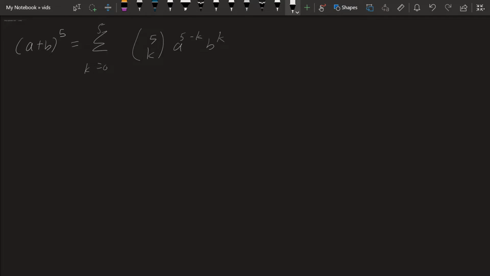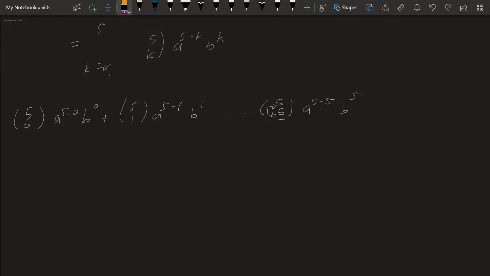Let's start. It's going to be 5 combination 0, a to the power of 5 minus 0, b to the power of 0, right? And then k becomes 1, and you just substitute the numbers. And then you go on and on until you reach 5 combination 5, a to the power of 5 minus 5, right? A is raised to the difference of these two numbers, b is raised to the power of 5. And this is the binomial theorem.